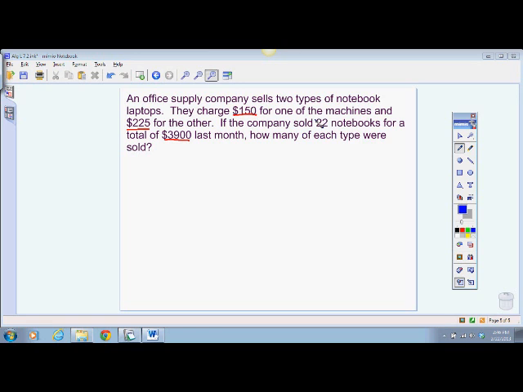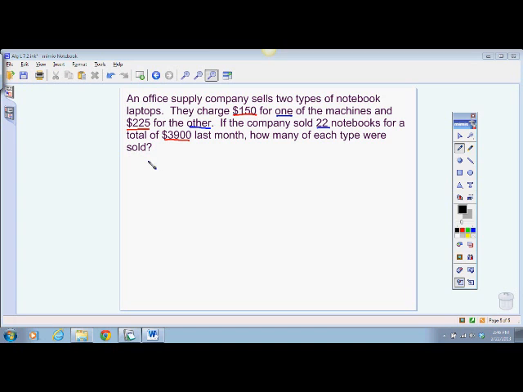And the other thing we're talking about is the type of notebook laptops. Okay, one type sells for $150, the other sells for $225, and we sold a total of 22 notebooks. So there actually are two things going on here. Let's think of it this way.